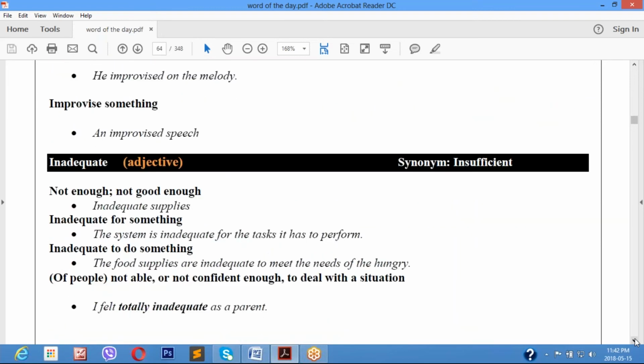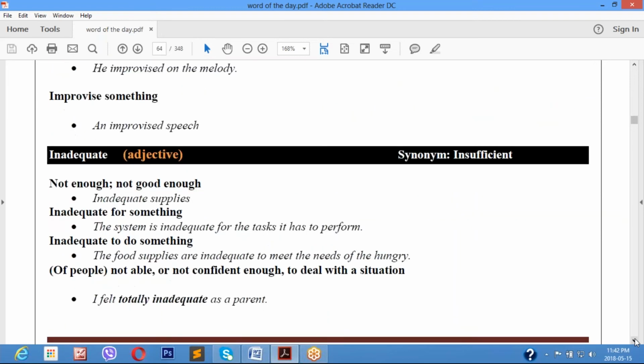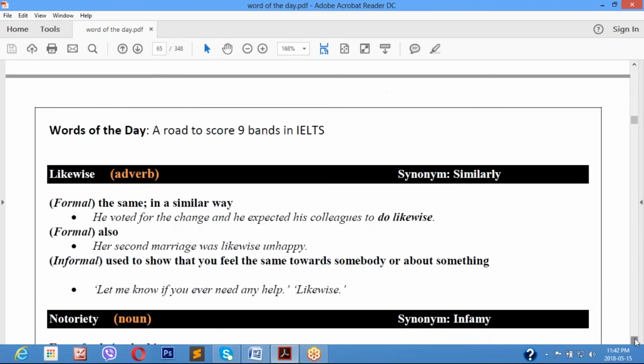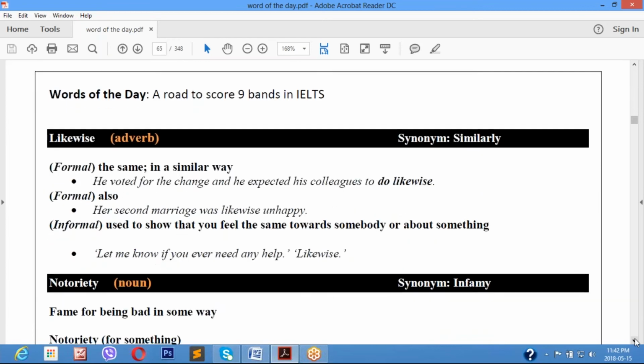Inadequate. Adequate होता है मतलब proper होना और insufficient होना. Inadequate. पहले adequate word we have learned and this is inadequate. Likewise इसकी तरह. Similarly, likewise.